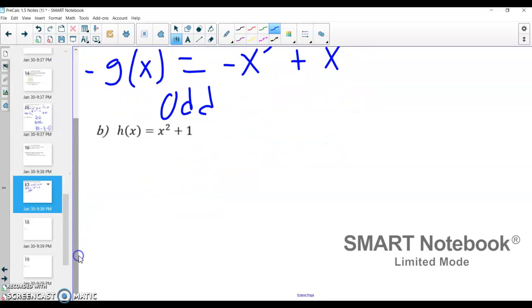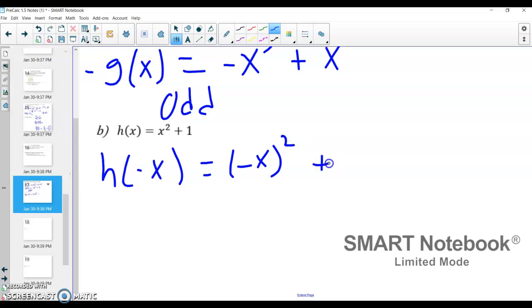Okay? Now if we plug in negative x here, watch, we'll see what happens. So f of negative x, you plug it in, square it, plus 1. You end up with negative x squared, which is really just x squared, because negative x times negative x is positive, plus 1. And that's the same thing as h of x.